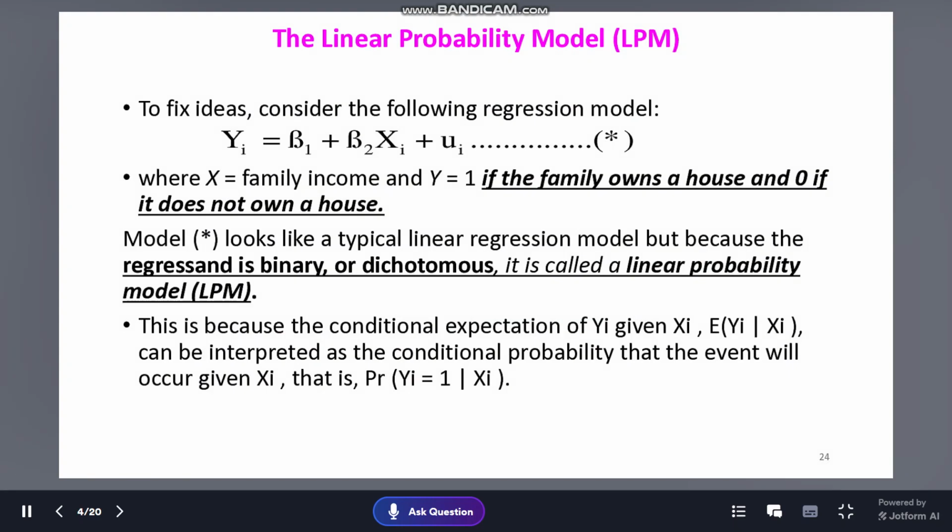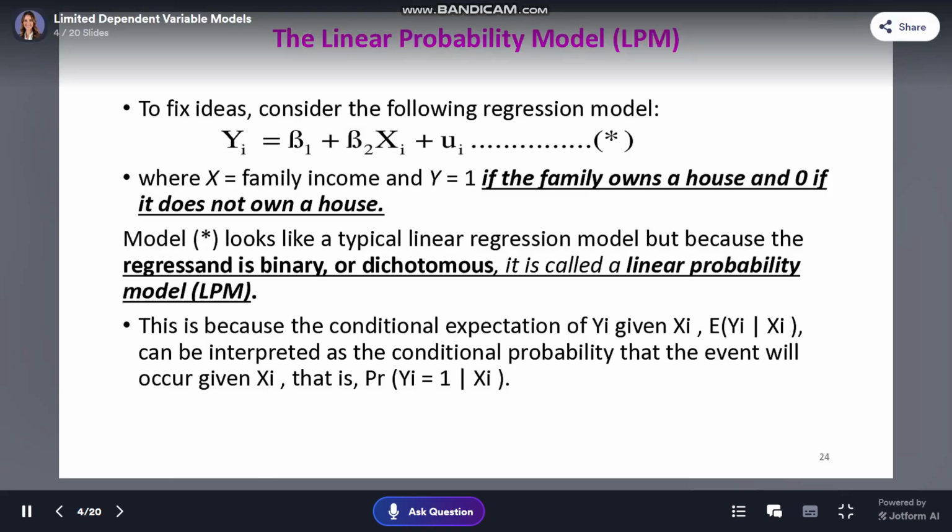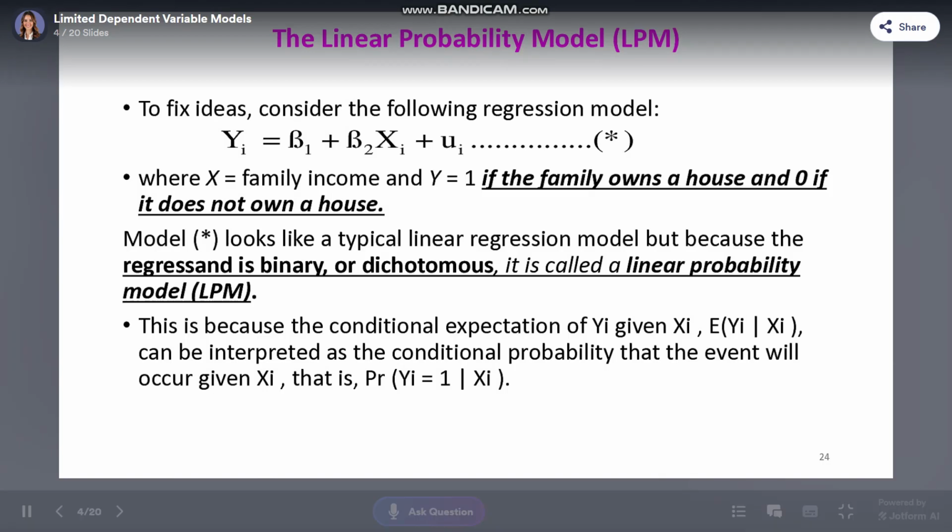Let's start with the linear probability model, or LPM. Imagine we're looking at whether a family owns a house based on their income. Here, the outcome is either owning a house or not, coded as 1 or 0. Although this looks like a typical regression, because the outcome is binary, the model actually estimates the probability of owning a house given the income level.